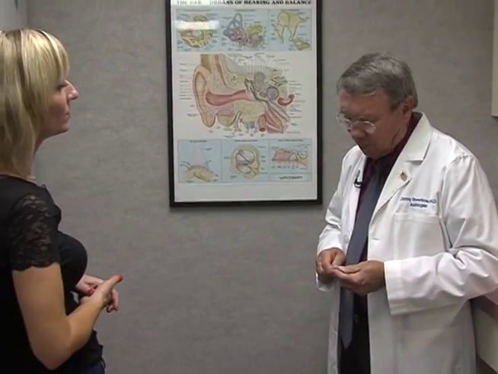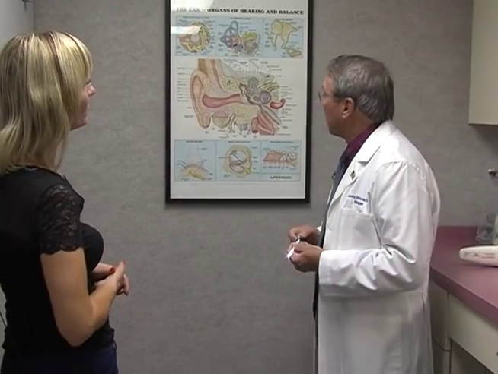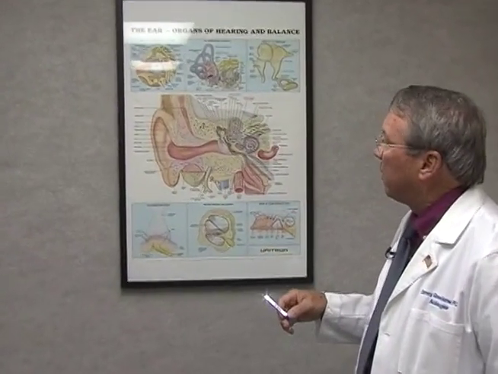Sometimes we don't realize it until we see the child pulling at their ear, or maybe they have a little fever or something. So just to give you some idea as to why kids get ear infections, this is an anatomy chart, kind of a cutaway of your ear.